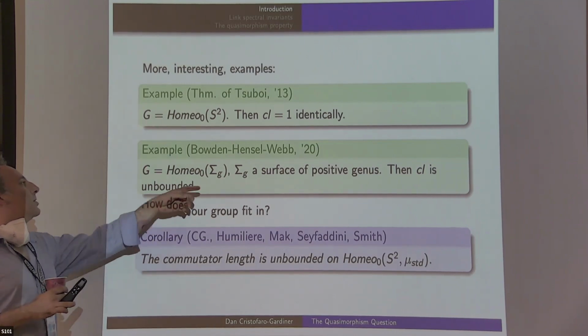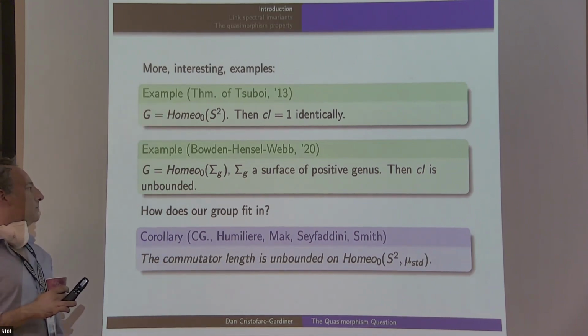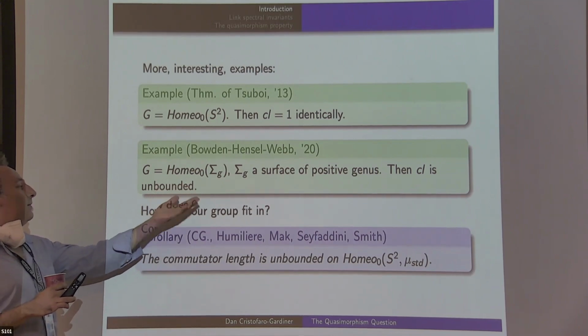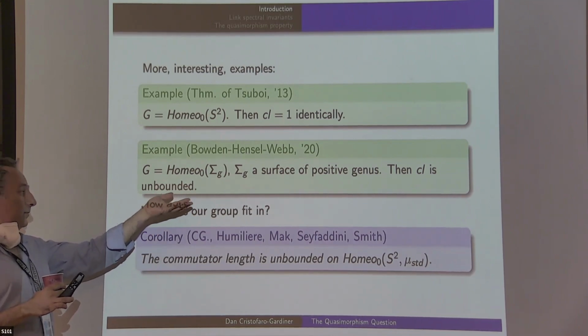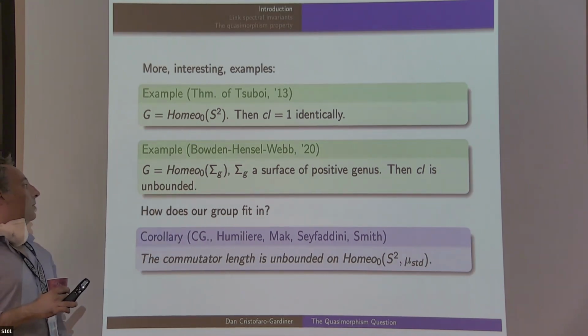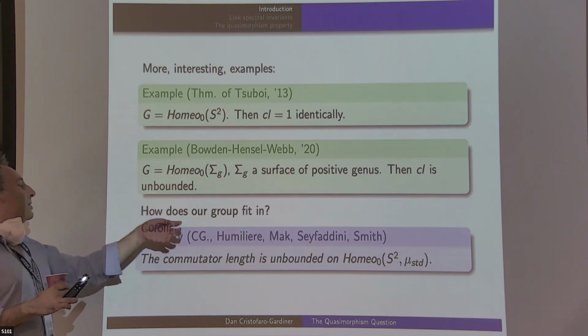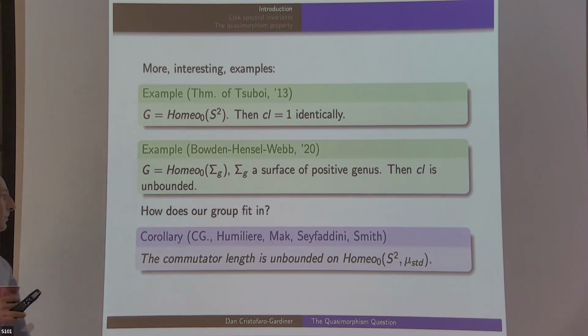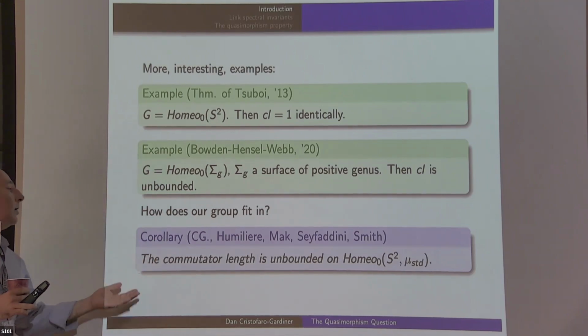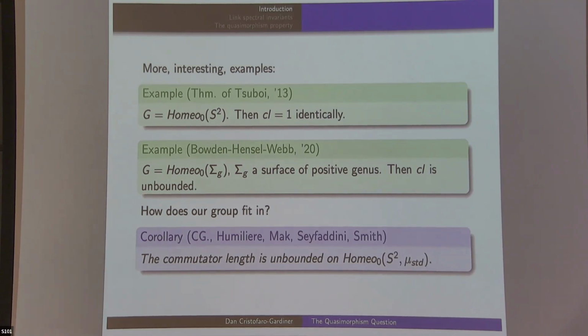On the other hand, just to give you some idea that this can be rather strange, a more recent result says that if I look at the same thing, but for a surface of higher genus, then the commutator length is actually unbounded. So if you like this idea of the commutator length being a substitute for the algebraic genus, this group has infinite genus. Okay, so what do we learn? We learn from the existence of our quasimorphisms that the commutator length is unbounded. So our group has, again, infinite genus.